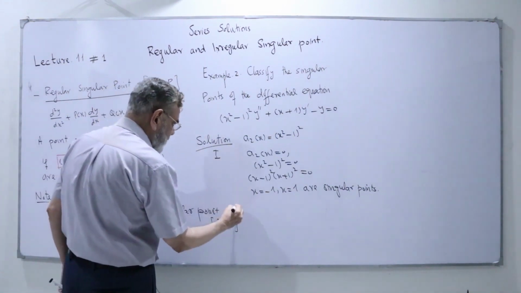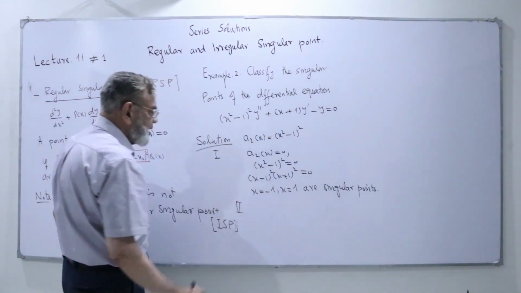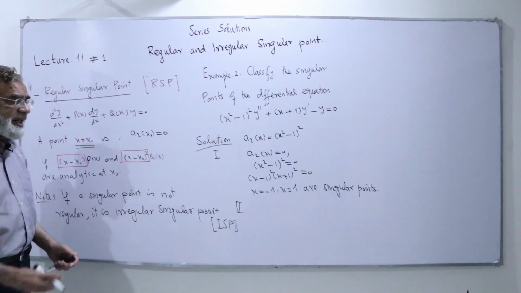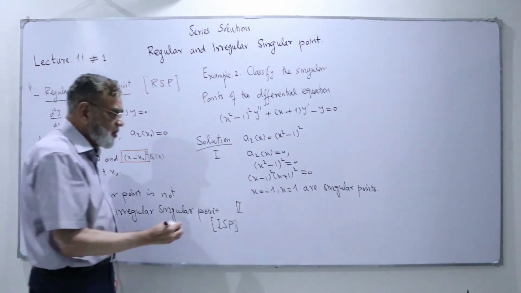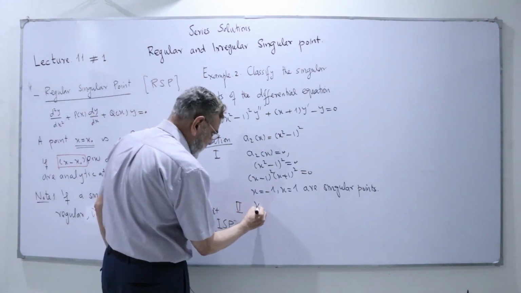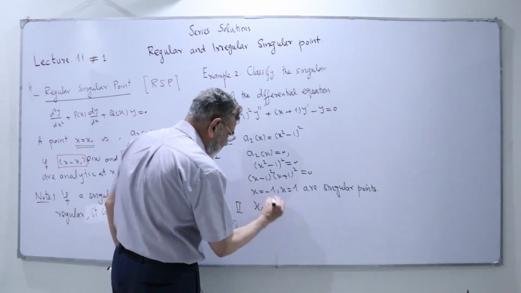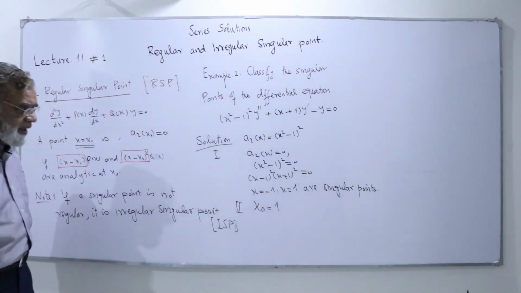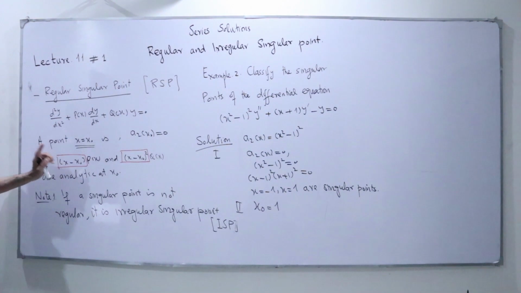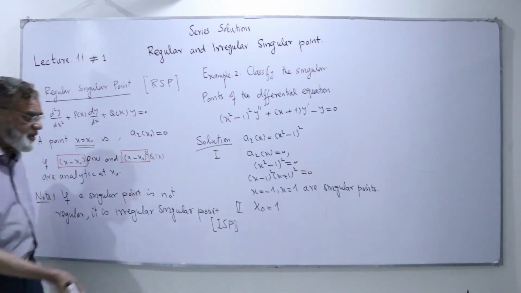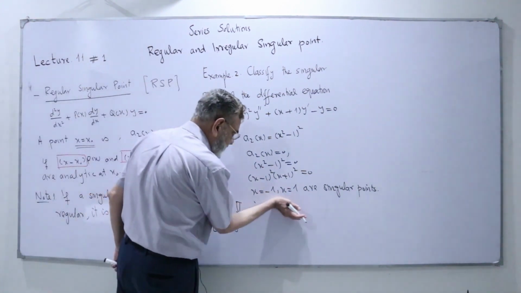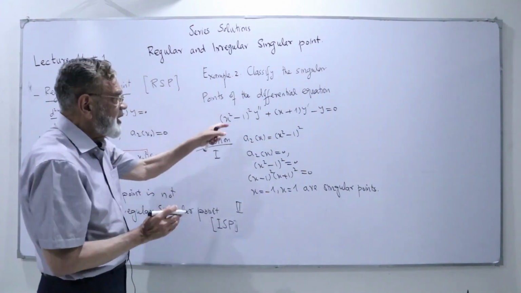Now step 2 is to check whether the singular points are regular or irregular. Now we have x0. I take x0 equal to 1, and I check whether this point is regular or irregular. I have to identify my p of x before doing that, so I normalize this equation. I divide my whole equation by (x² − 1)².